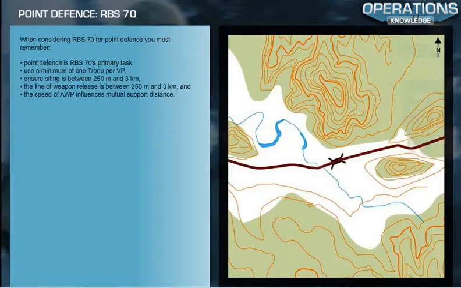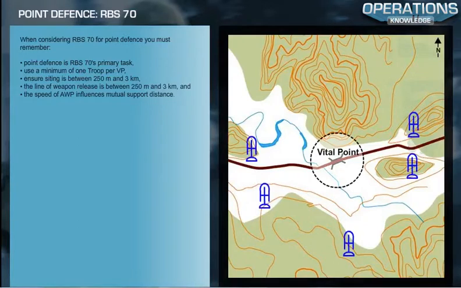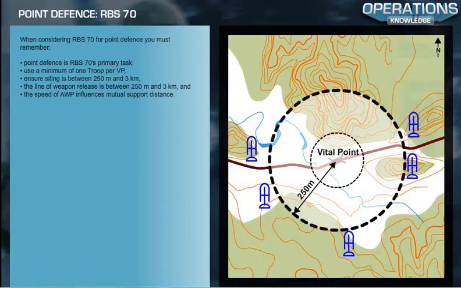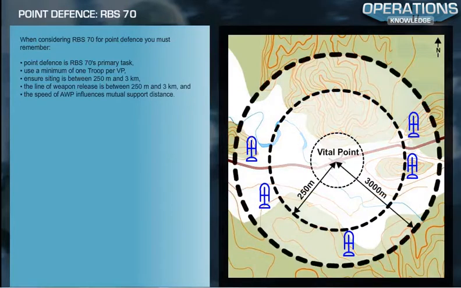As a general rule, the primary task of RBS 70 is to provide point defence. As a minimum, 1 troop of RBS 70 is utilised to defend 1 vital point. From the vital point, the minimum distance at which fire units can be sighted is 250 metres. The maximum distance at which the fire units can be sighted is 3,000 metres. The line of weapon release for attacking aircraft is generally between the minimum and maximum sighting distances. The mutual support distance between fire units is calculated according to the speed of the attacking aircraft.